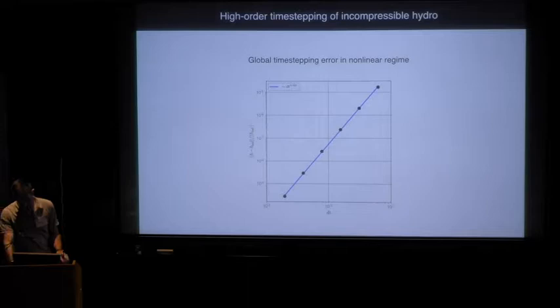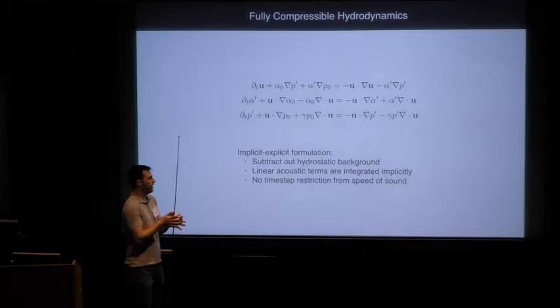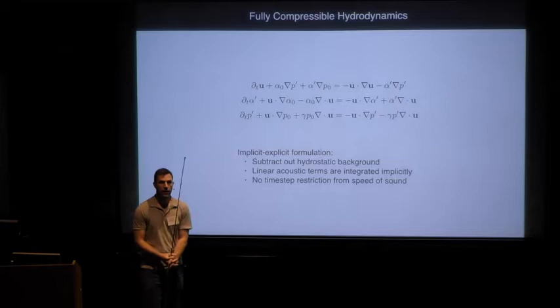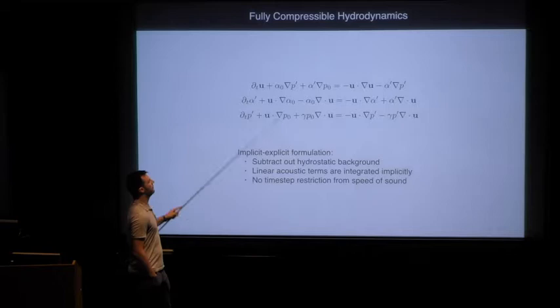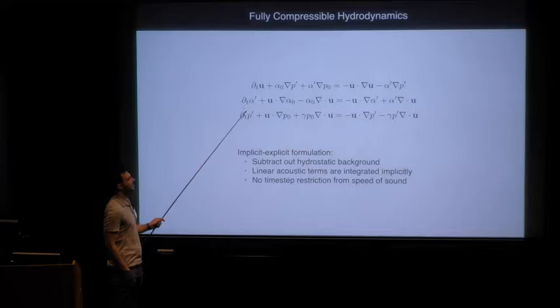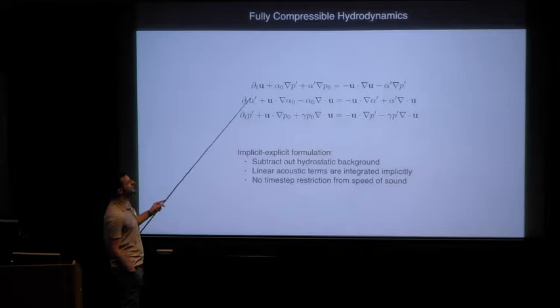For compressible hydrodynamics, a common formulation is to include the hydrostatic background and evolve perturbations to that background. So here, this is a formulation of compressible hydro in pressure and specific volume, sorry, specific volume alpha, where alpha is 1 over the density. And then we actually solve equations for the perturbation variables, P prime and alpha prime.